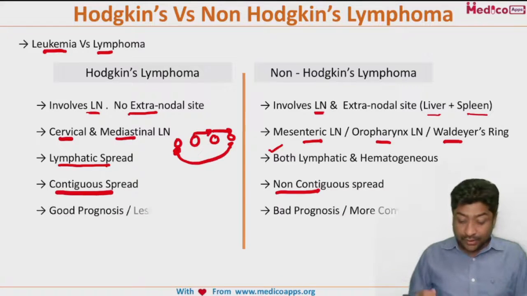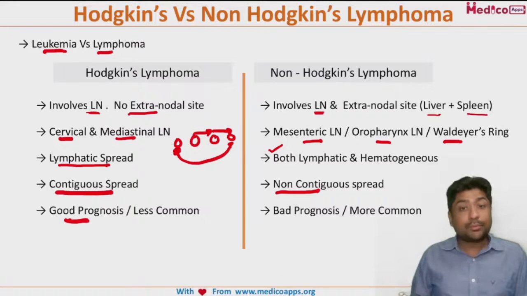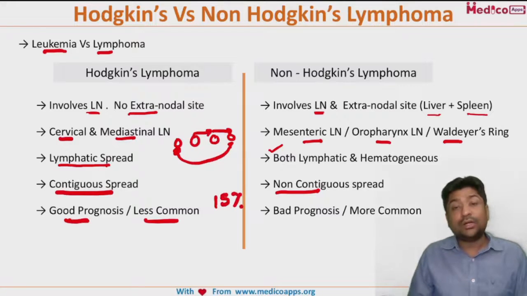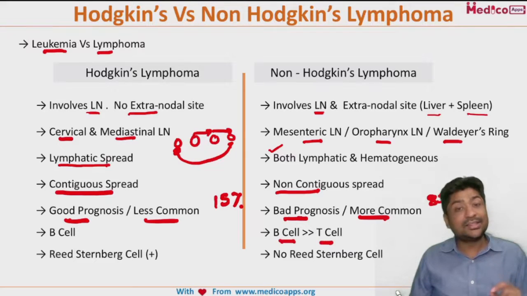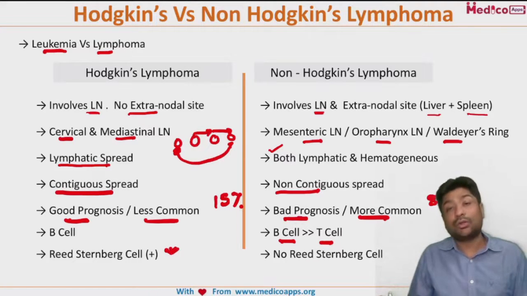So obviously, Hodgkin's will have a better prognosis, but it is less common. Almost only 15% of the total lymphomas will be Hodgkin's lymphoma, whereas non-Hodgkin's has poorer prognosis, but it is more common. Almost 85% of your lymphomas will be non-Hodgkin's lymphoma. Hodgkin's lymphoma is primarily B cell, whereas non-Hodgkin's will be both B and T cell, and there is a classical cell called the Reed-Sternberg cell that is seen only in Hodgkin's lymphoma and not in non-Hodgkin's lymphoma.